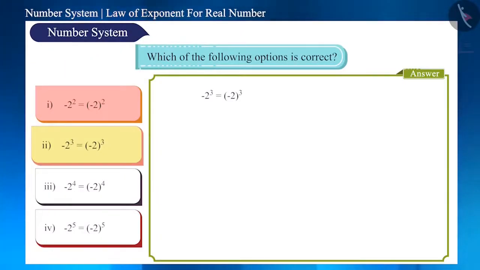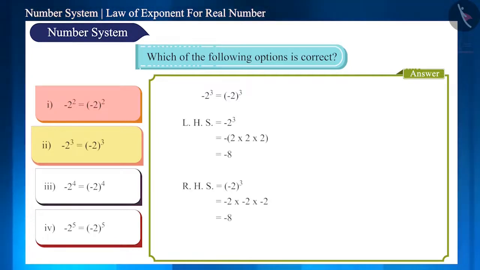The power of minus 2 is 3. That makes it cube of minus 2 and its value is minus 8. On the right side, the power of minus 2 in brackets is 3 and it also has a value of minus 8. That is, the left hand side is equal to the right hand side. So this option is correct.